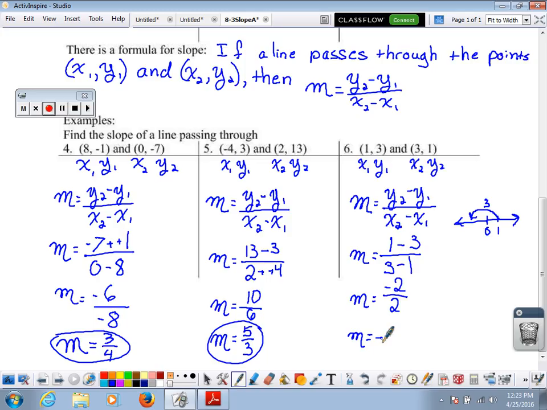Not 0. What did we just say a minute ago? Say again? 1. Okay, 2 over 2 reduces to 1. So we have a slope equals negative 1.